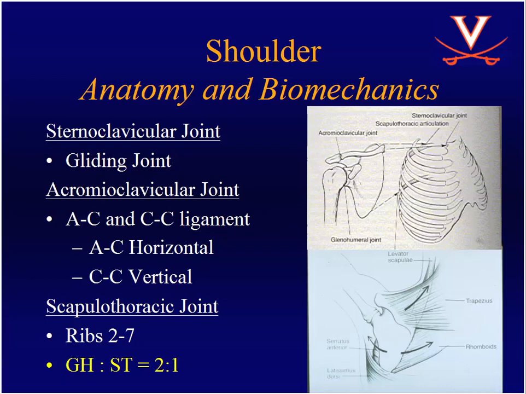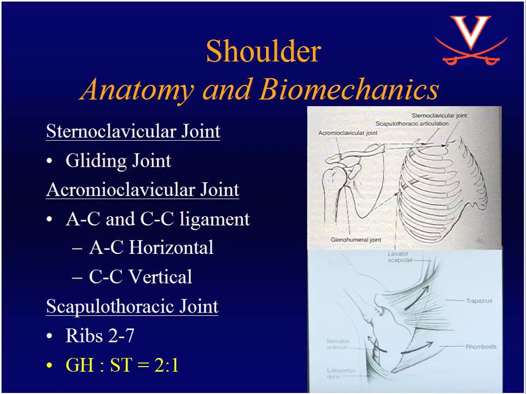Now keep in mind that the acromioclavicular joint is important to prevent horizontal or front-back movement of the AC joint. And that's why we try to preserve this when we're doing arthroscopic distal clavicle resections, is to try to preserve that top tissue, that white tissue on the top after you remove the bone.